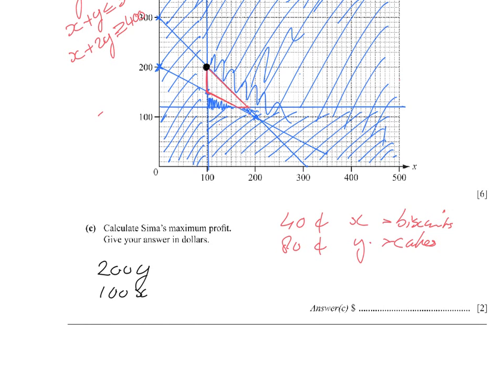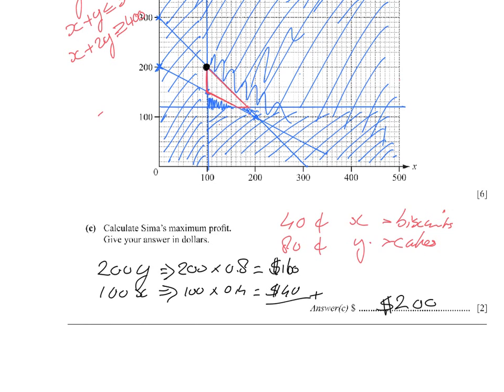Okay. If the question is what is the minimum profit, then it would be different. And for a maximum profit, 200 Ys. I have to give my answer in dollars. So 200 times 80 cents. So I do 0.8 and then I have dollars straight away. You can do 80 cents and divide it by 100 later on if you want. It's $160. And those 100 biscuits are going to give you 40 cents each. So that is $40. And together that is going to give you a maximum profit of $200.